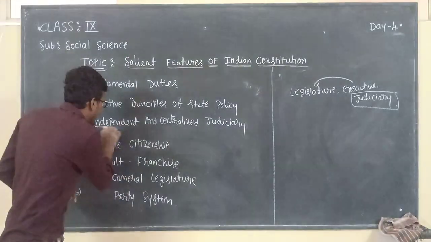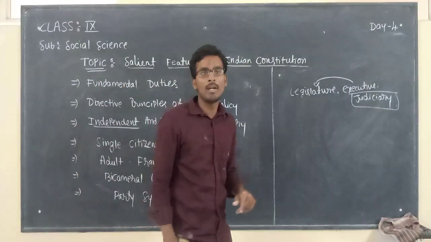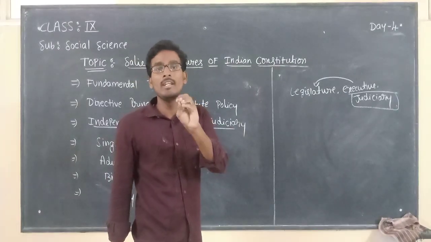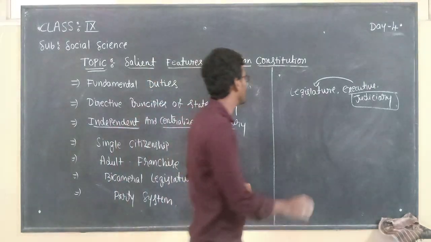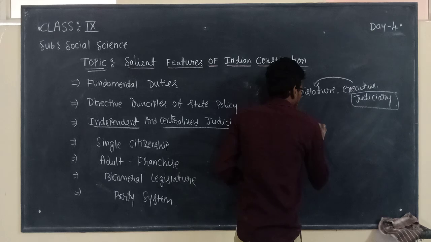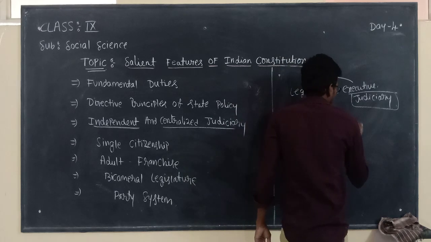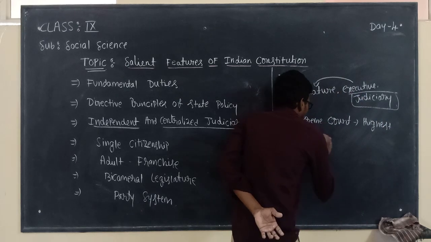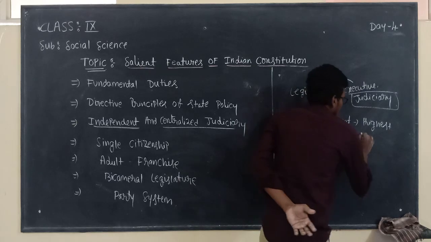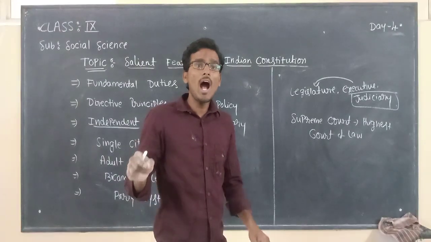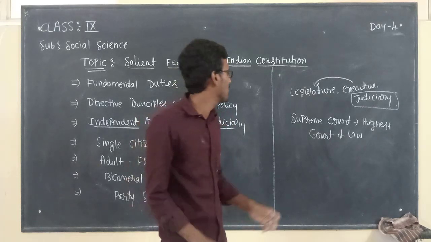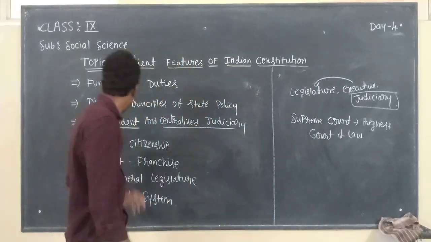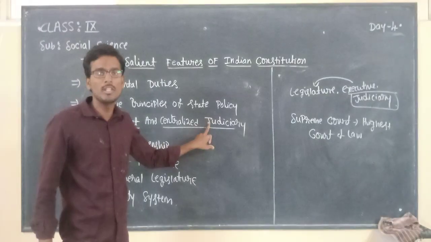Our judiciary is independent. And centralized judiciary means in India, the Supreme Court is the highest court of law. Remaining all the high courts have to follow the guidelines given by the Supreme Court. It is the highest court of law. So the justification for our point is independent and centralized judiciary.